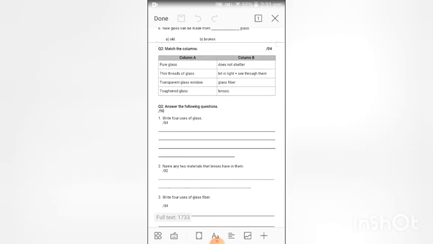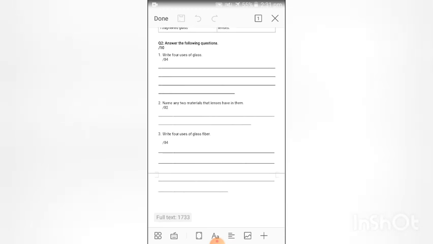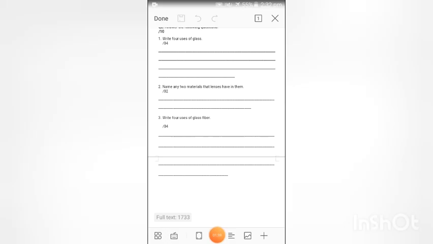Write 4 uses of glass. So where are we using glass? To make car windows, doors, bottles, jars, different things. Name any two materials that lens have in them. Cameras, telescope, microscope. 4 uses of glass fiber: boat hulls, car bodies, curtains, and fishing rods. Thank you.